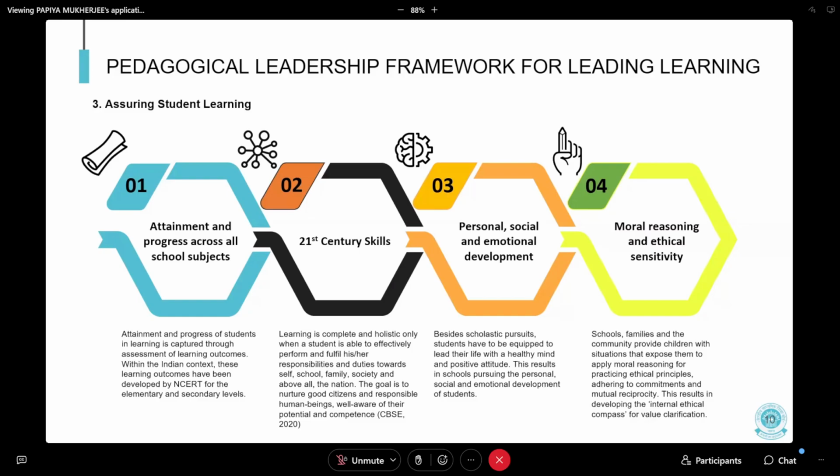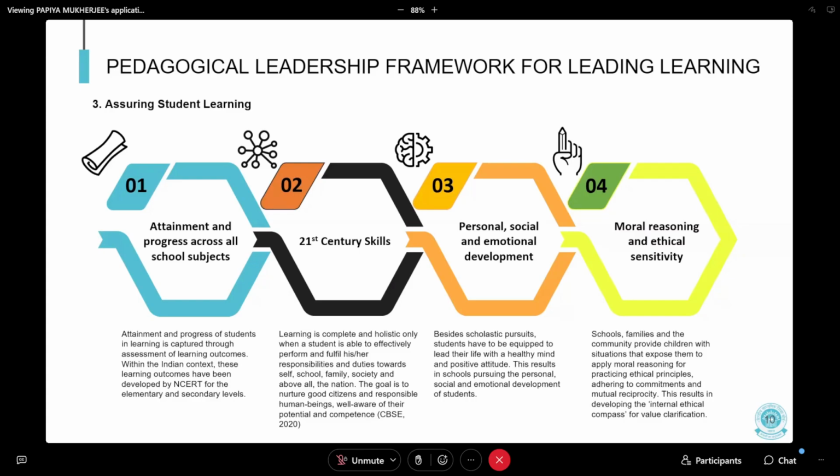How do we assure student learning when we talk of pedagogical leadership, or when principals have to assure that student learning is happening at all cost? And that is why so many changes we are talking about. We are talking about shifting from rote memorization to competency-based education. Now, how do you assure?